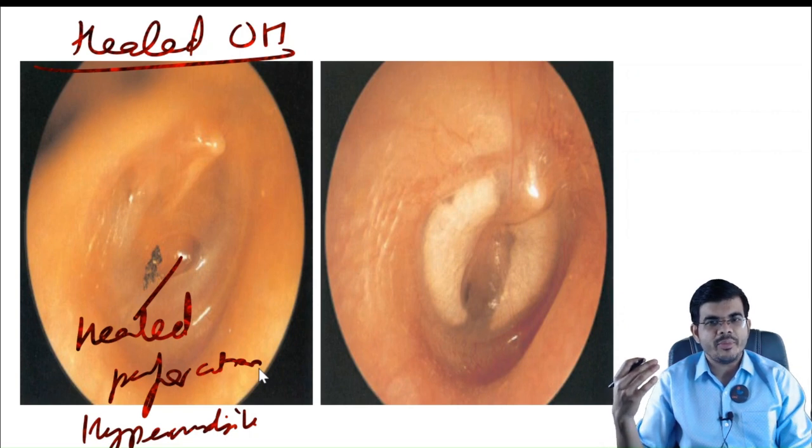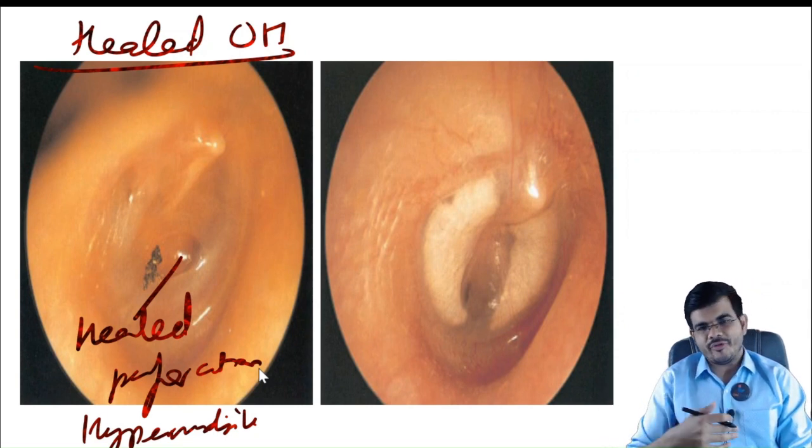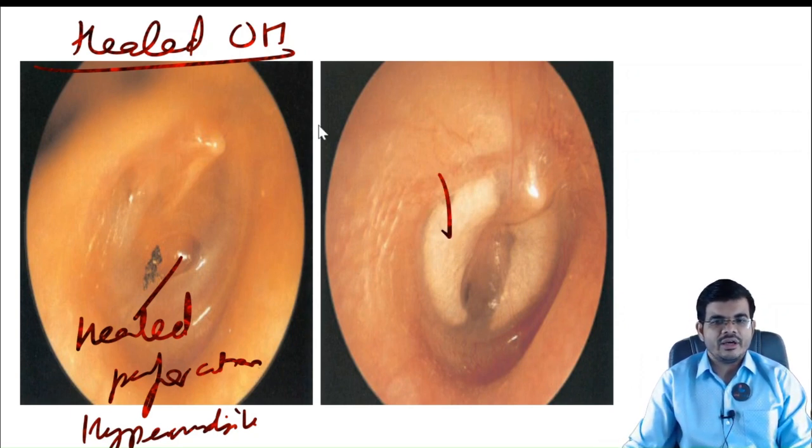And why is it so thin? Because there is no fibrous layer. Fibrous layer is the thing which gives that support to the tympanic membrane. So that is absent in a healed perforation. Okay, and here you can see the tympanosclerotic patch. This is the tympanosclerotic patch.